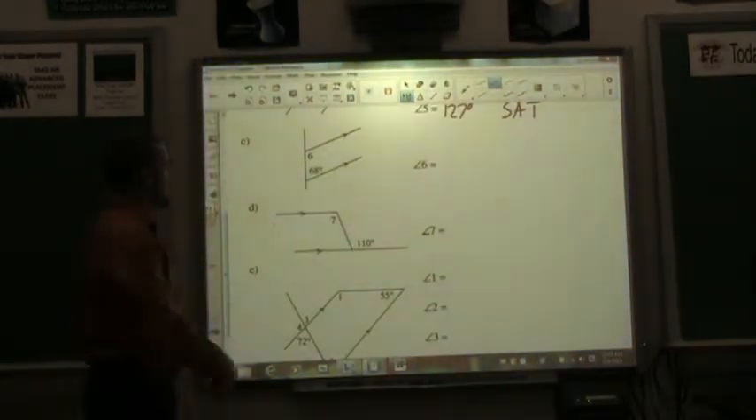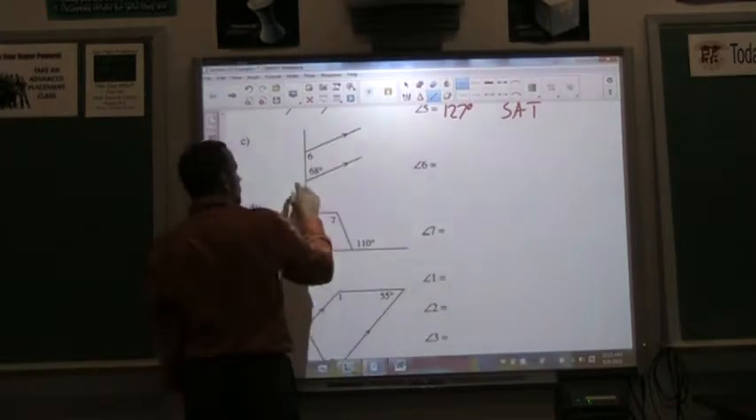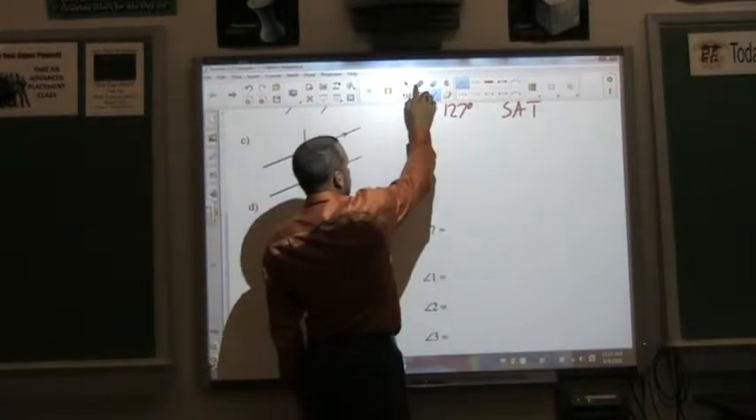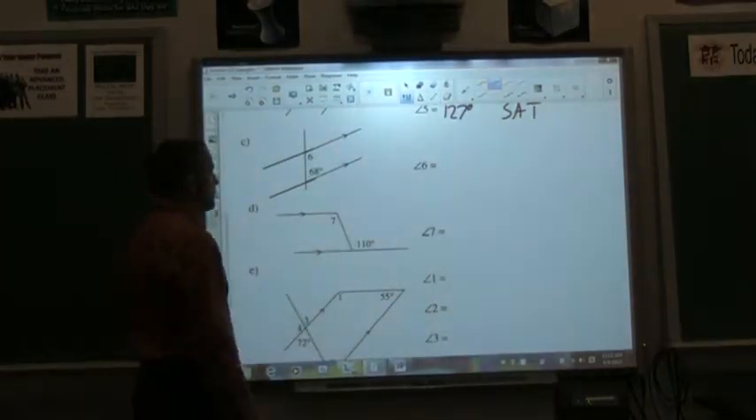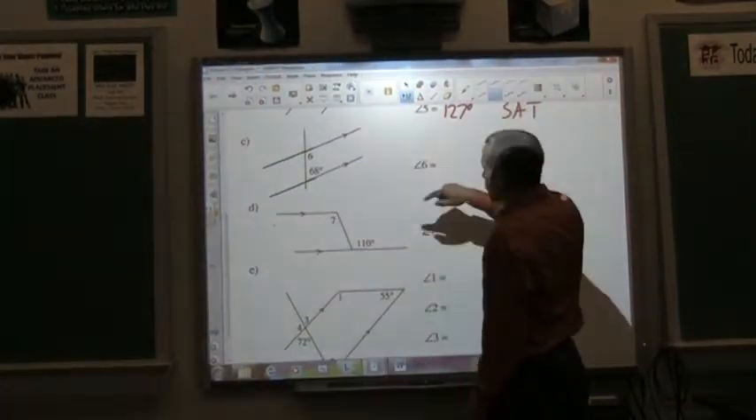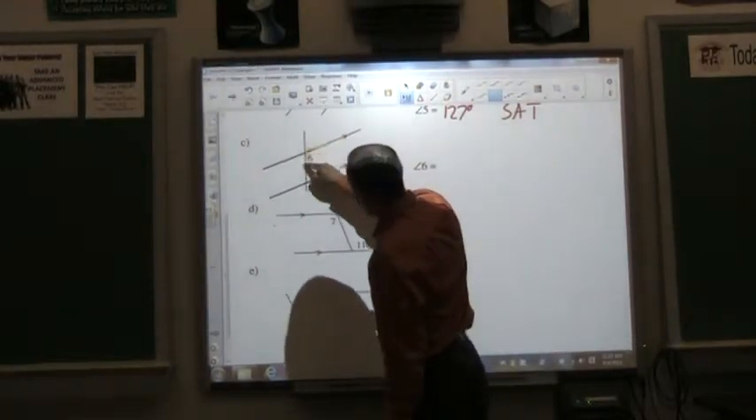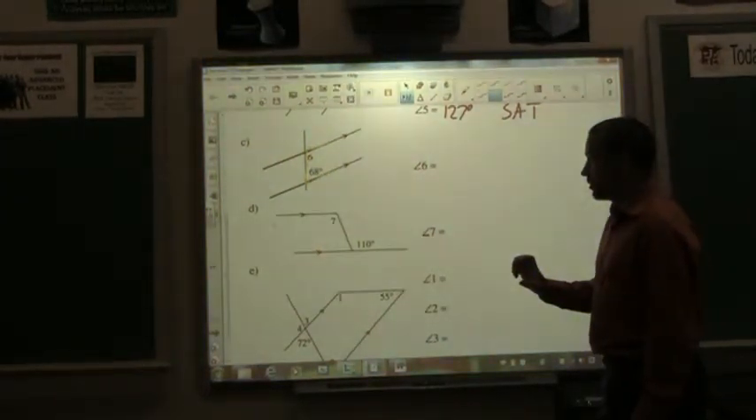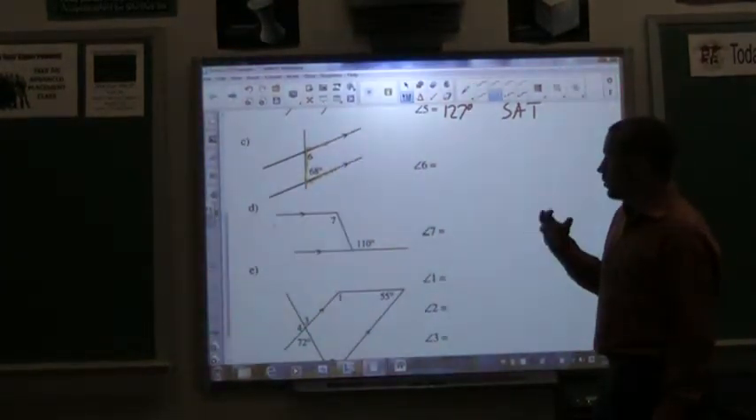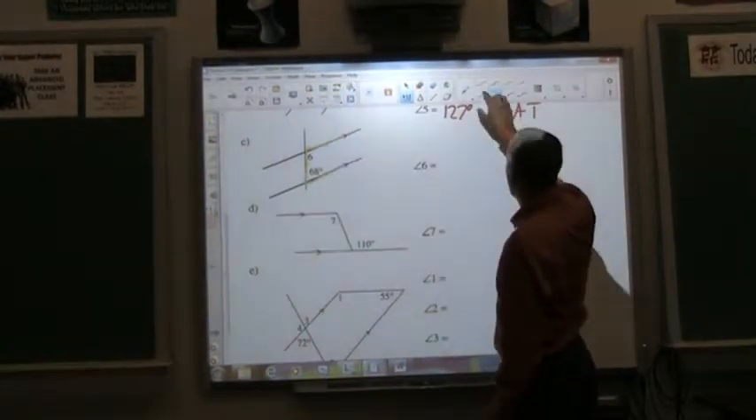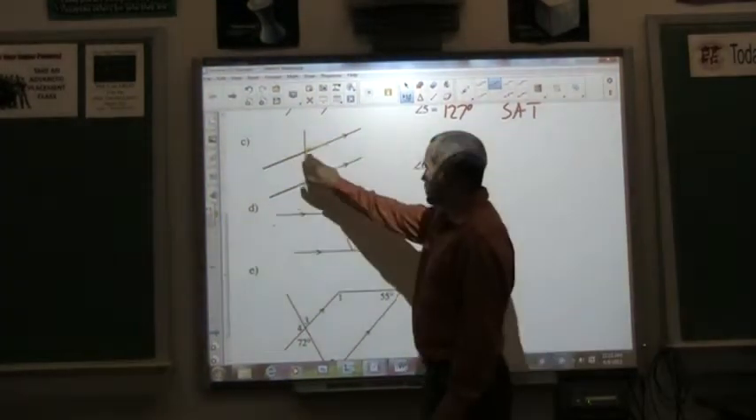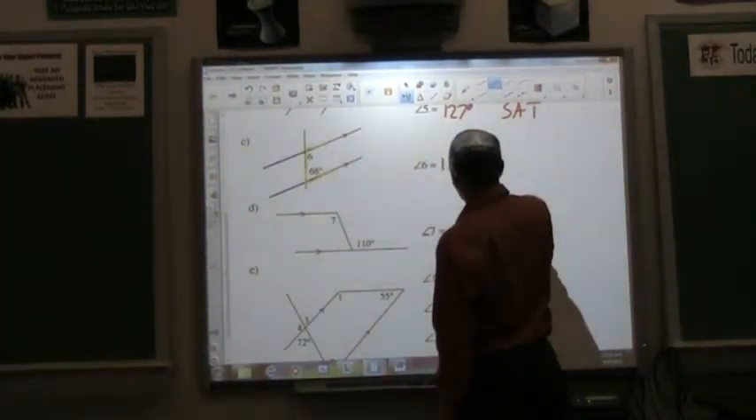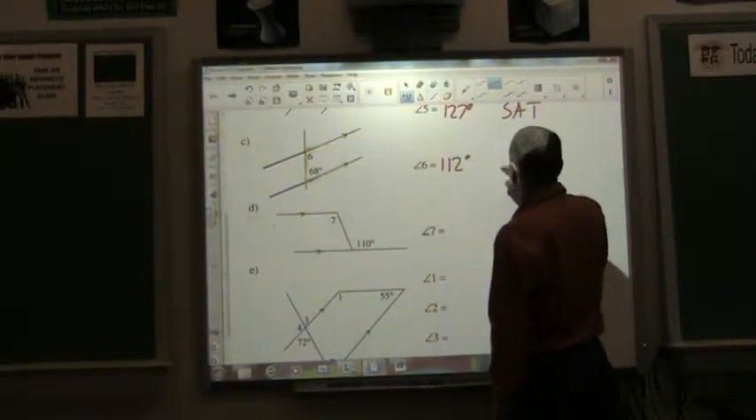Moving down to C, this time it does have the normal orientation that we're used to. Again, I like to continue these out. This time I have a very nice C rule going on right here. Co-interior angles. So the C rule tells you that the 2 co-interior angles have to total 180 degrees. So 180 minus 68 leaves me with 112 degrees. And use the co-interior.